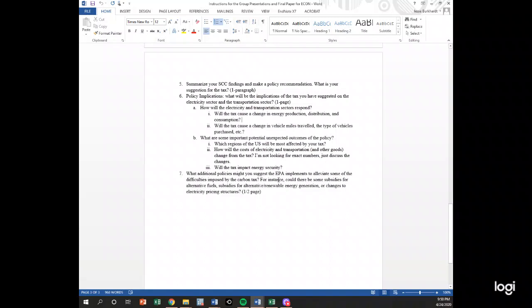What additional policies might you suggest the EPA implements to alleviate some of the difficulties imposed by the carbon tax? So we might think of subsidies or taking some of the revenue from the carbon tax and redistributing it as income or lump sum payments to people that are worse off from the carbon tax, or countries that are worse off from the carbon tax.